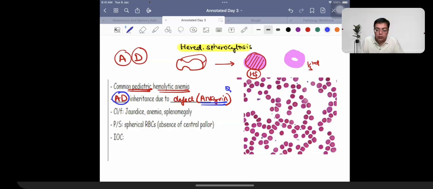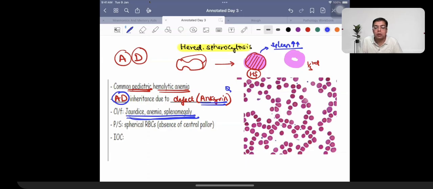What is the problem with the spherical RBCs? These spherical RBCs are going to get trapped in the spleen. So the spleen is going to destroy these chubby RBCs. Right? So the size of the spleen is going to increase. That's why the patients are going to have jaundice, anemia, and splenomegaly. Jaundice and anemia itself means hemolytic anemia. RBCs are being destroyed in the spleen, so spleen size is going to increase.